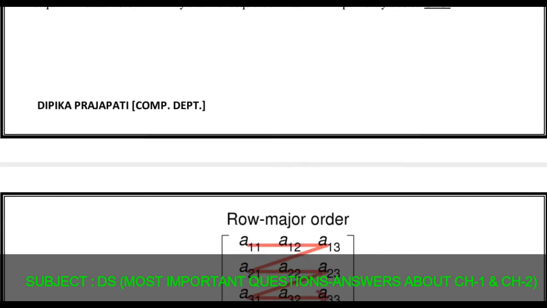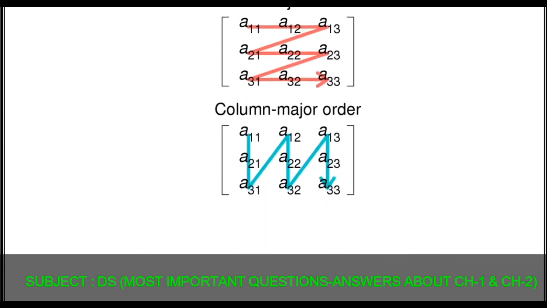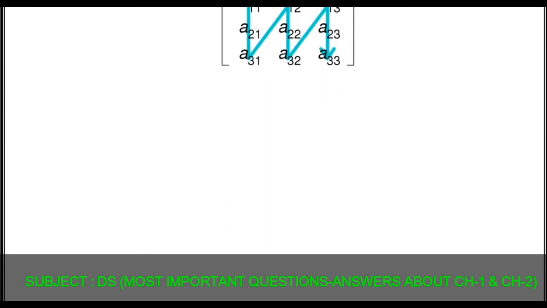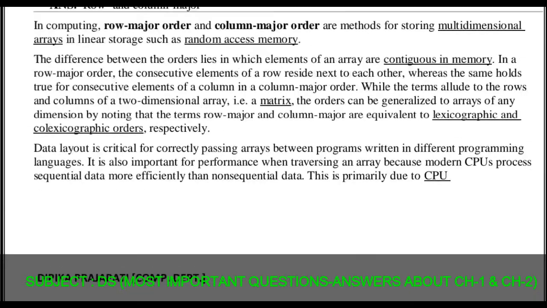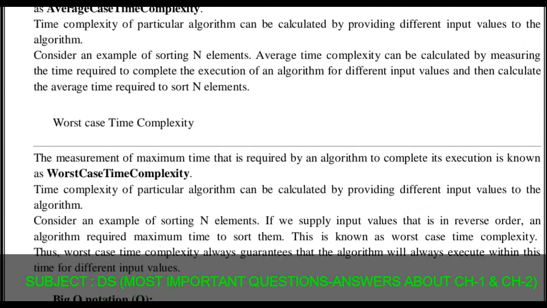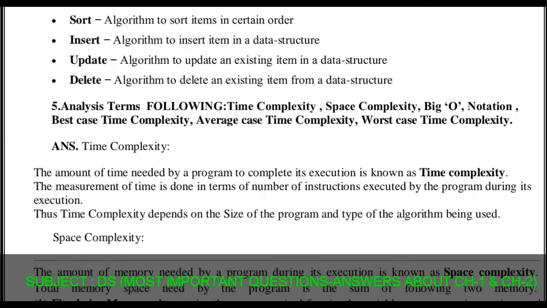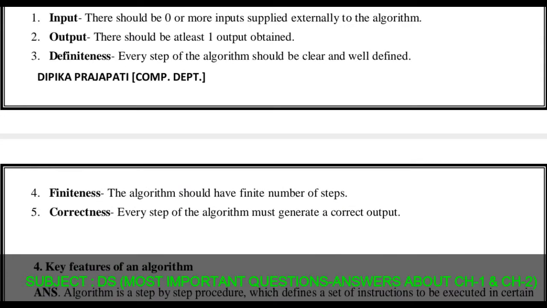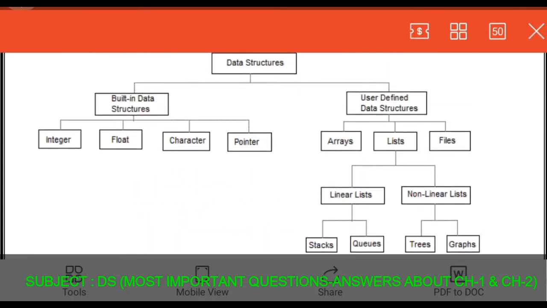Dear all students, this one is the example of row major order and column major order. This is the most important question of our chapter number 1, data structure. So total is 6 questions with answers, the most important questions and answers regarding our GTU exam. You have to prepare all these questions of chapter number 1.